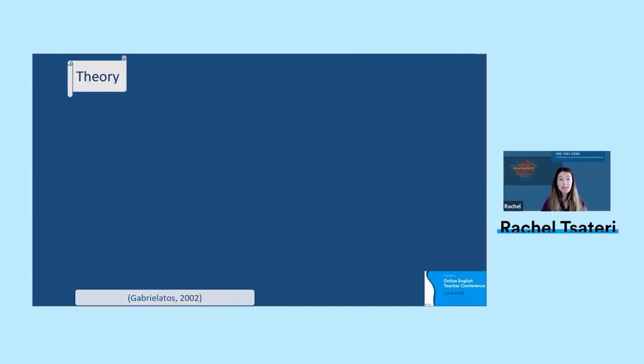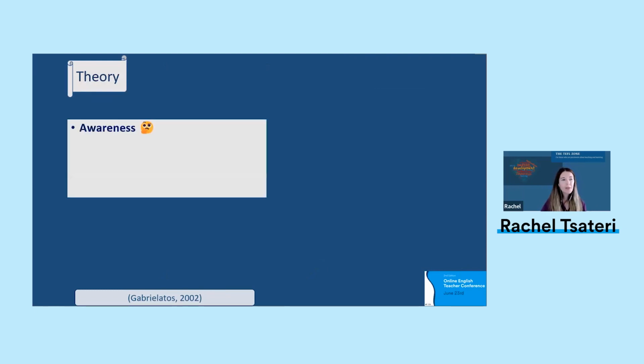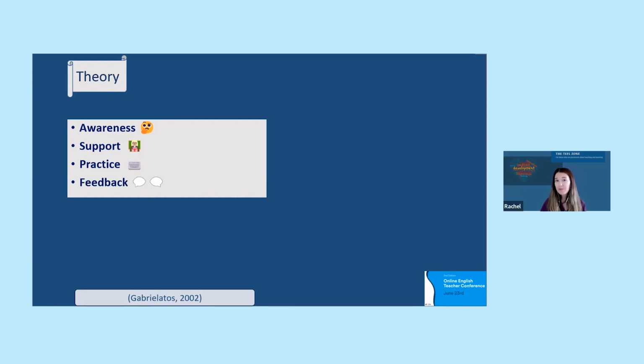Something that helped me stage my lesson was a theoretical framework, which I will show you now. It starts with awareness, the student identifying elements of a specific text type. How is this specific text type organized and what language is used? Followed by support from the teacher. The teacher needs to help students clarify and consolidate this new knowledge that they gained. Then a chance to practice. Write. Get some feedback from the teacher.